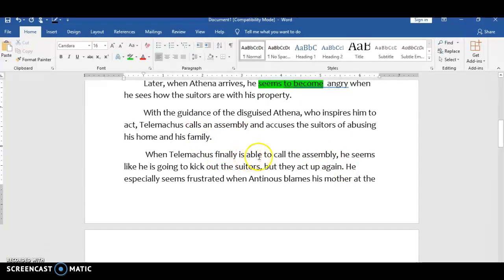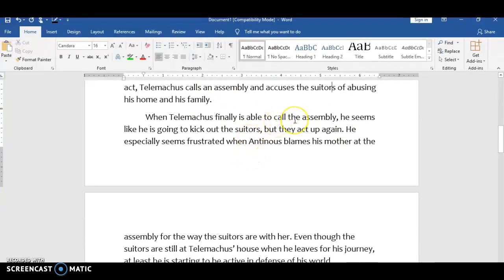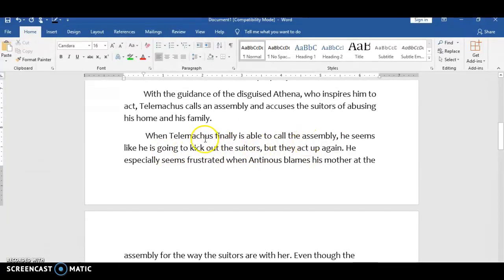Now, when Telemachus is finally able to, let's look at the next one, finally able to call the assembly, he seems like he is going to kick out the suitors, but they act up again. Okay, is able to, we can easily get rid of that. That's technically the linking verb tying Telemachus to the adjective able, and then we have that infinitive again. But couldn't we get rid of those and simply say, when Telemachus calls the assembly? So that's a real quick fix.